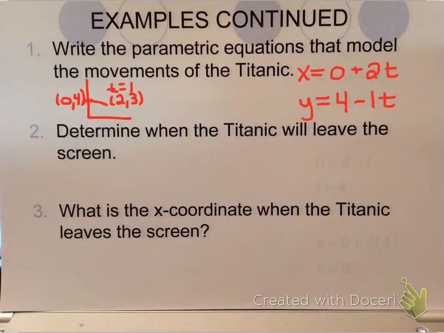Okay? It's also important that you note the timestamps as the Titanic moves across the screen, because the second question says, when will it leave the screen? Well, in order to determine that, you have to know where is it going to be leaving the screen, not precisely, but off what edge. So because the Titanic is moving this direction across my screen, that means that when it leaves the screen, it's going to do it on the bottom edge.